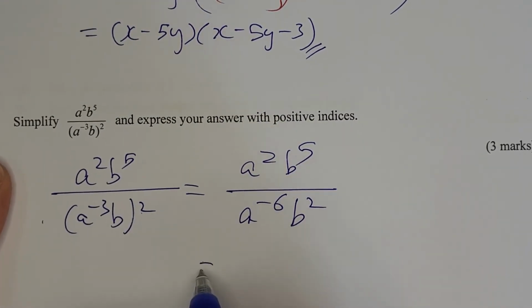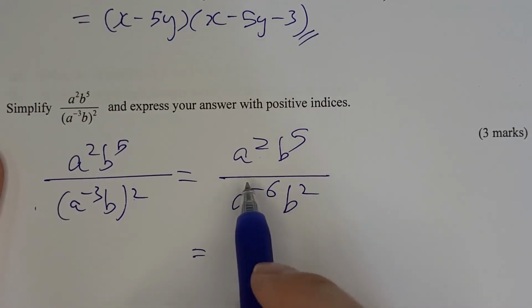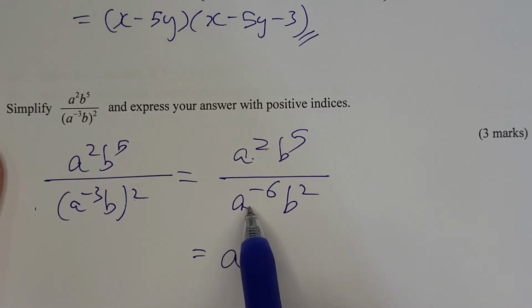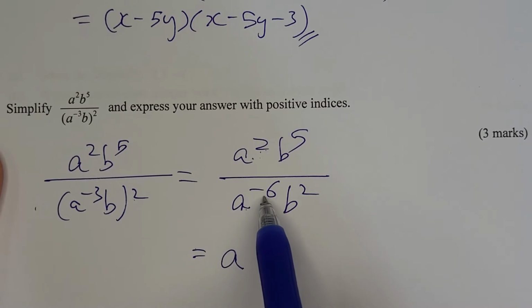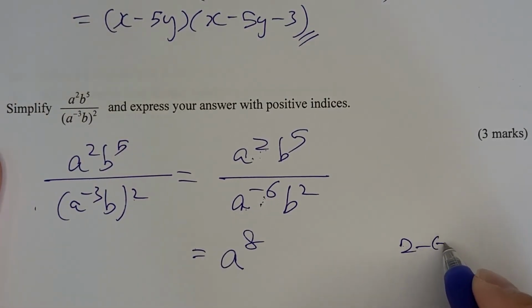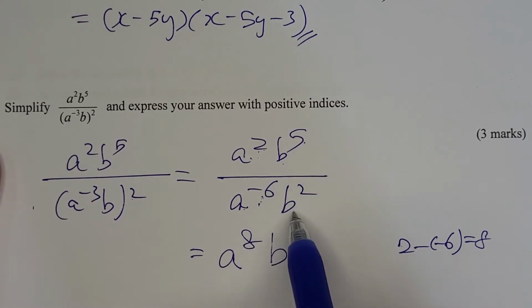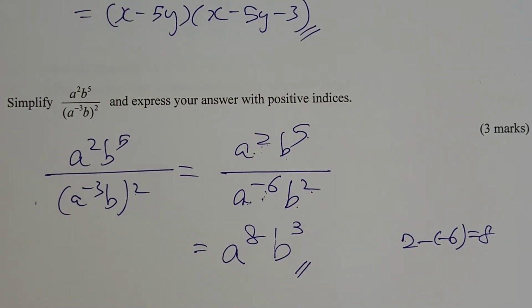So the next step is you subtract the indices when you are doing division. Keep the same base a, and a to the power 2 over a to the power negative 6. Then you are doing 2 minus negative 6 in the index, so that is positive 8. 2 minus negative 6 equals positive 8. And similarly for b, b to the power 5 over b squared, that is b to the power 3. That's it. That finishes question number 2.